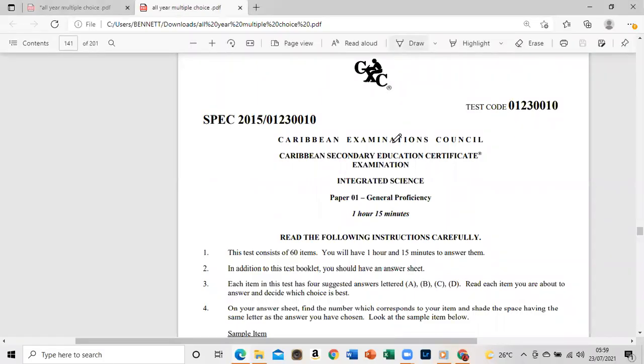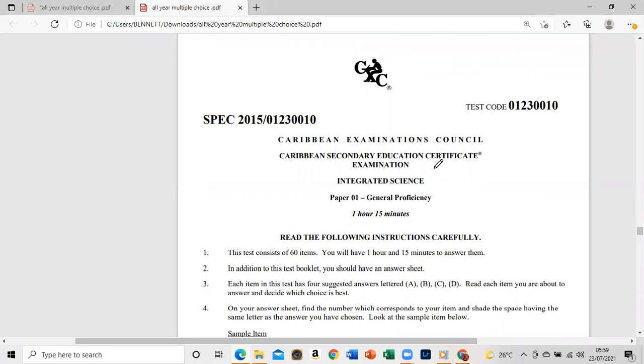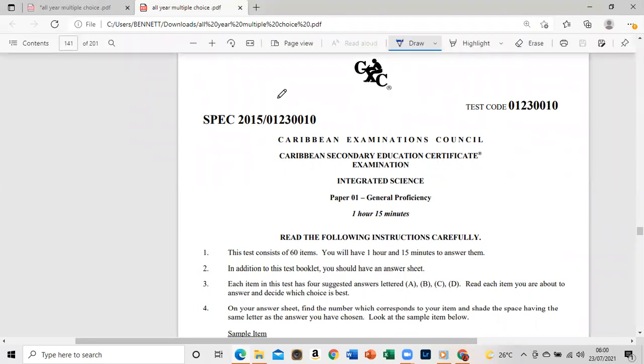Hi guys, I'm looking at the 2015 paper. The objective is to go through this paper as fast as possible. All right, so it's expressing 2015.